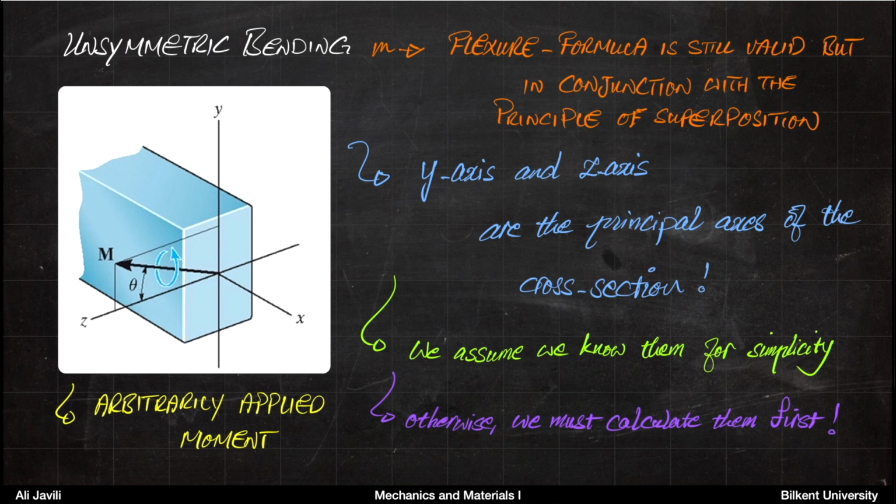But alternatively, we are more interested in a problem which looks like this one. The cross-section itself could still be simple. It could be a cross-section for which we know the principal axes and symmetric axes. But then the moment itself is not symmetric. So here what we want to do is to use the principle of superposition and elaborate on the bending problem with respect to each axis separately.